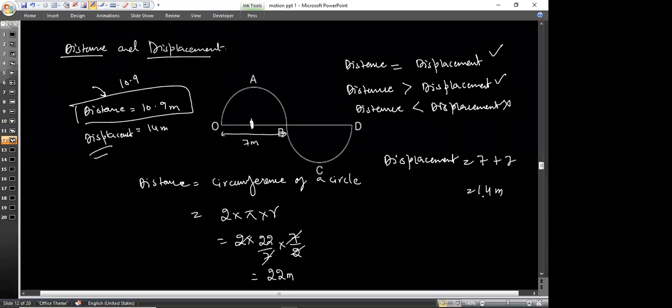Let me differentiate between distance and displacement more clearly to you, so that there should not be any kind of doubt. Let's add one more slide. Here we will start discussing the difference between distance and displacement. Distance vs displacement.